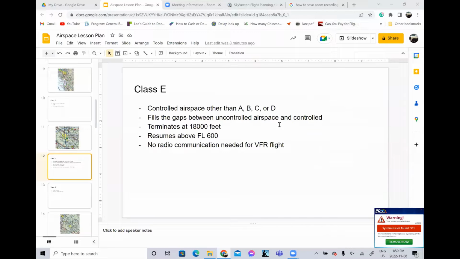All right, so the next controlled airspace we're going to talk about is class Echo. And this is controlled airspace other than Alpha, Bravo, Charlie, or Delta. It fills the gaps between uncontrolled airspace and controlled. And class Echo terminates at 18,000 feet MSL. And then it resumes again above flight level 600. And as a VFR pilot, you do not need to talk to ATC to fly through class Echo.